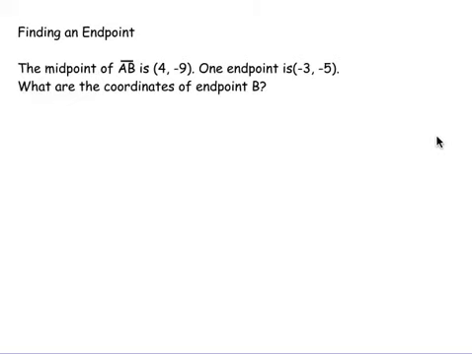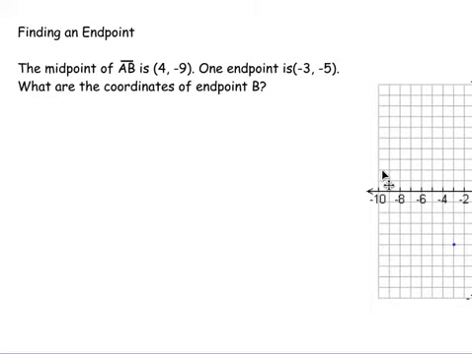All right, now we're going to be finding an endpoint. So we already used the midpoint formula, but this time instead of being given the two endpoints, we are being given the midpoint and an endpoint. So what is this even talking about? It says that the midpoint AB is 4, -9, and one endpoint is -3, -5. What are the coordinates of endpoint B?